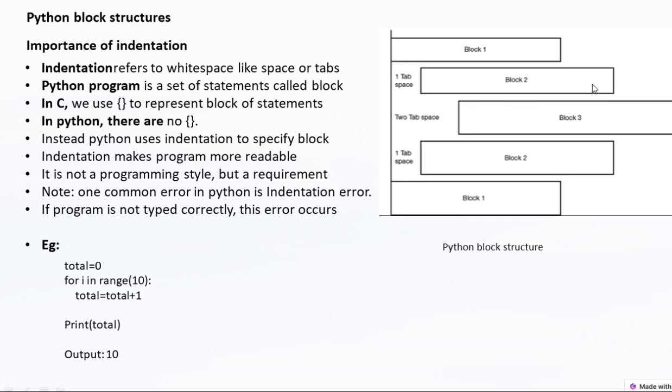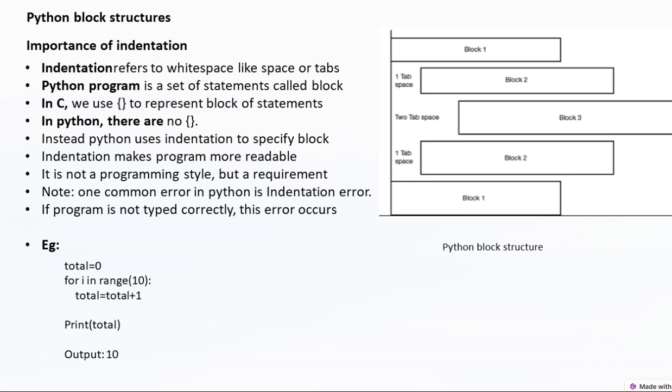Block 2 is another set of statements which is under block 1, so you have to give 1 tab space. Then I have some more statements under block 2, so you have to give 2 tab spaces. Again I have block 2 statements, so again I give 1 tab space. Again I have block 1 statements, so there is no tab space. That's why Python has an indentation way of styling.